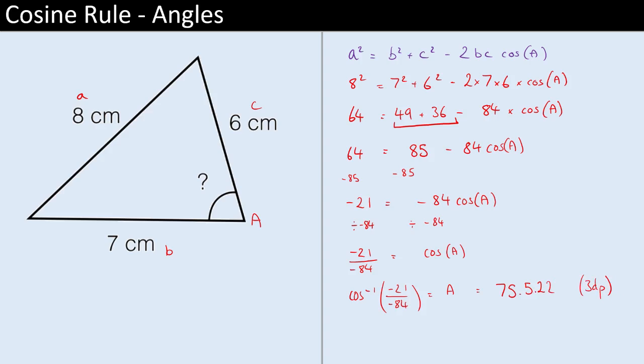Always check to make sure what degree of accuracy the question needs you to give, whether it's 3 significant figures, 2 decimal places, or whatever.